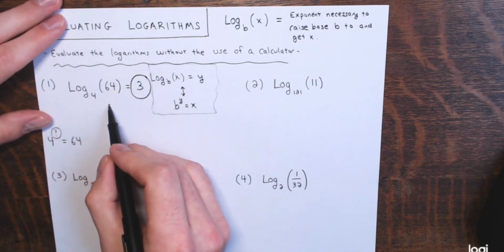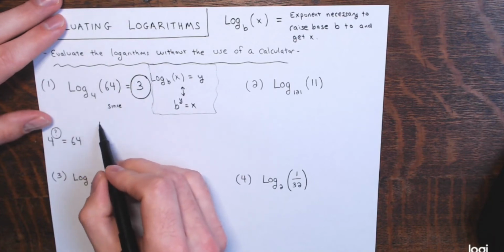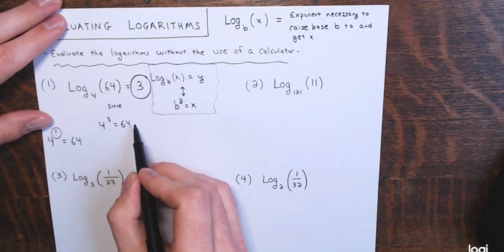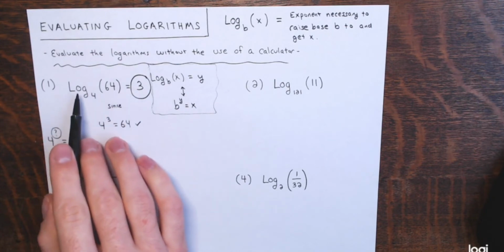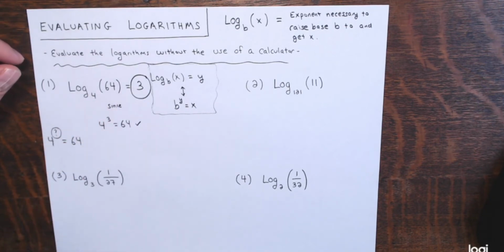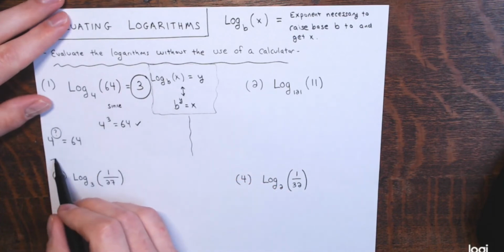Changing to exponential form, you'll see that it's true. 4 to the third power equals 64. That checks out. That is a true statement. So this is true as well. They're equivalent. The log base 4 of 64 is 3. The number 3 would pop up in a calculator if you were to punch that in. And every single one of these is like this.